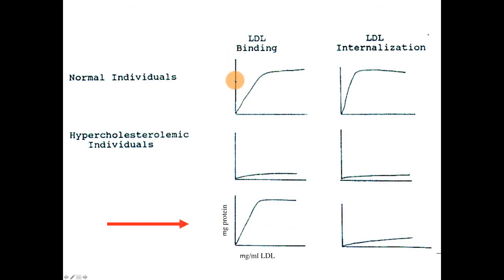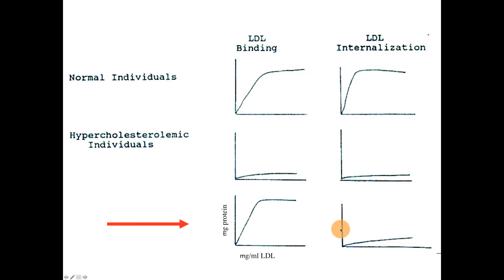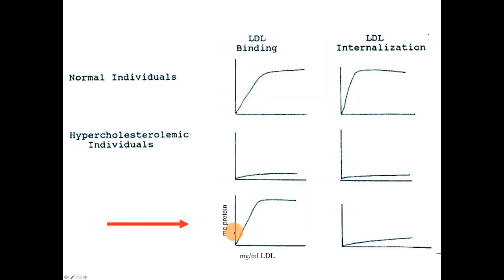Here would be normal LDL binding, normal LDL internalization from our normal patients. Here you would have normal LDL binding because the receptor has a normal LDL binding site, but you don't have normal internalization because the receptor has a mutation in the LDL internalization site. So that type of mutation can explain these data.